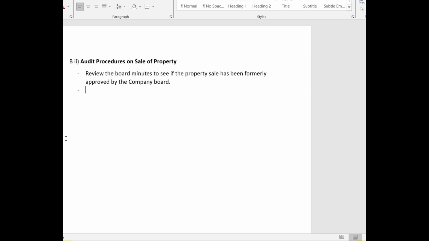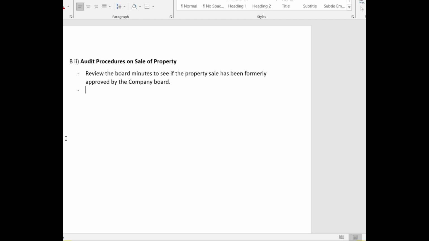See, we told the audit procedure begins with a verb, review, right? Out of the word which we made a mnemonic for the procedures. So review was one of the procedures which we had in our mnemonic. Now review what it is to be performed on. We review the board minutes, right? To see if the property sale has been formally approved by the company board.